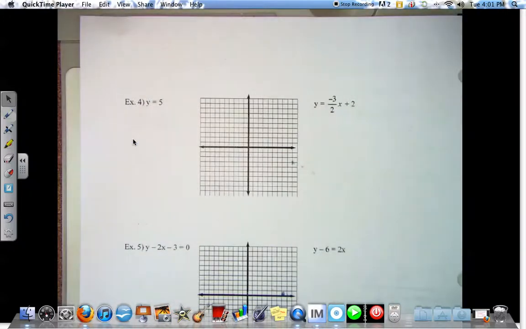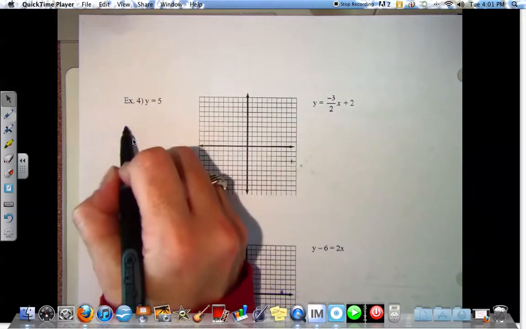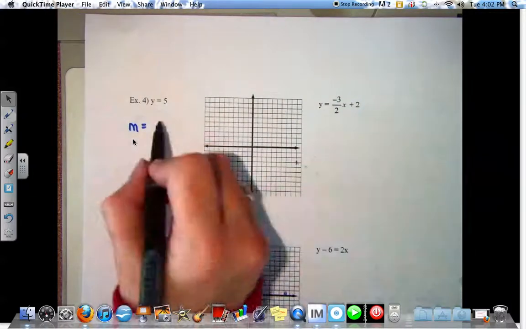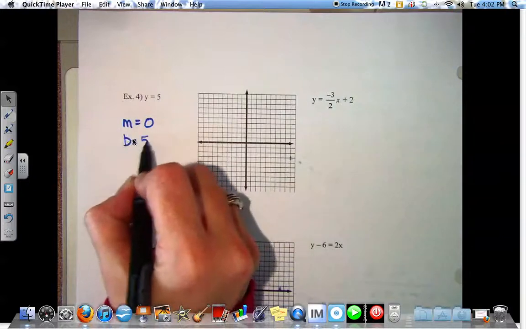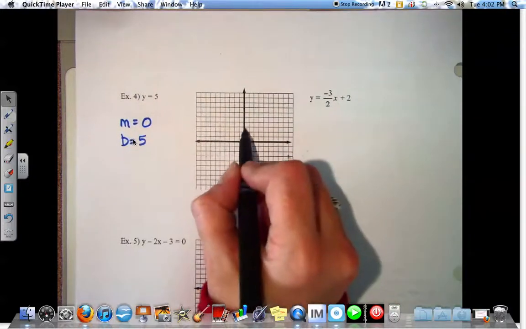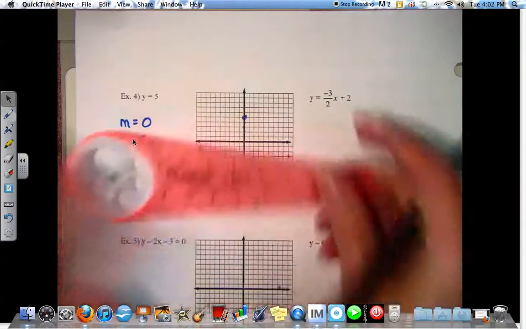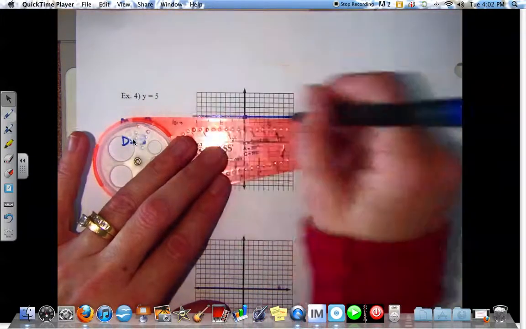We have, for example, y equals 5, and y equals negative 3 halves x plus 2. Both of them in slope-intercept form. Example, for the first one, our slope is 0, and our y-intercept is 5. So we go up 1, 2, 3, 4, 5, make a dot. Our slope is 0, so it gives us a horizontal line.